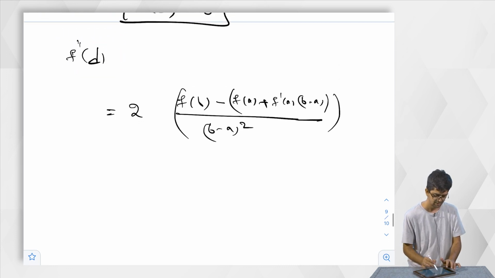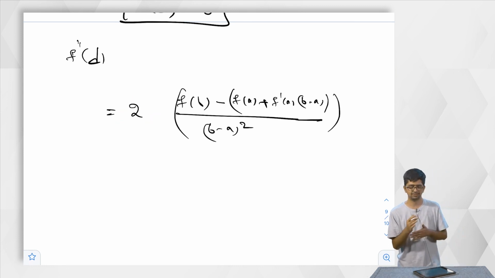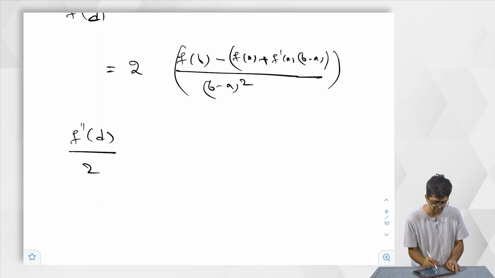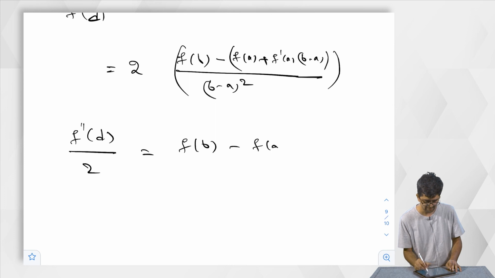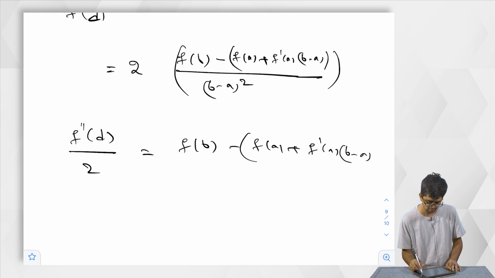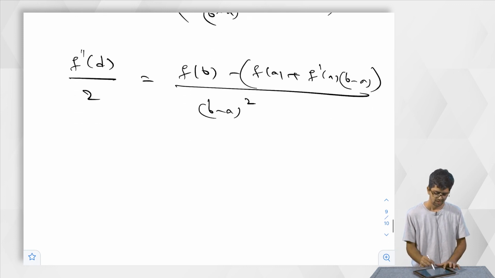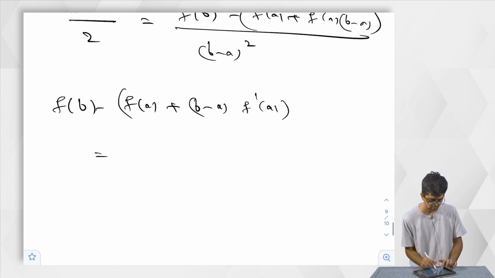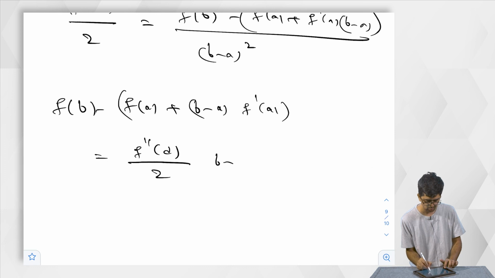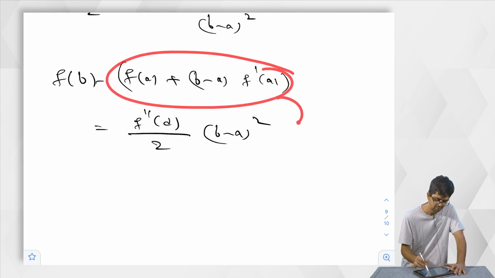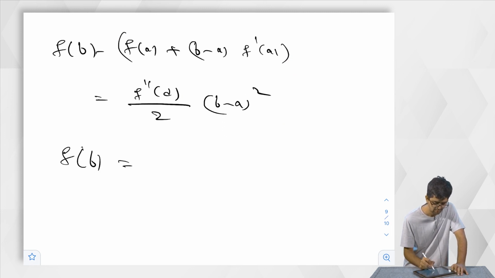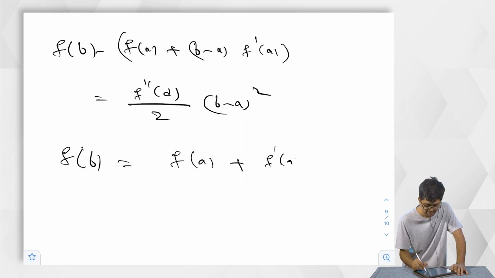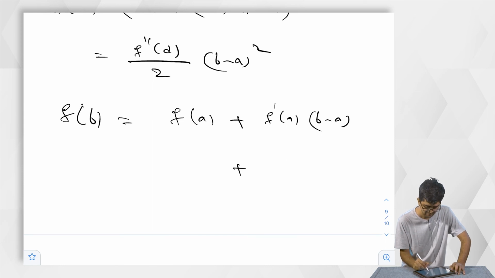Now let us push this to the left side. We are trying to write down fb in terms of something. So what we have is f double dash d by 2 is equal to fb minus fa plus f dash a times b minus a, this whole thing by b minus a square. So maybe I can push this here, and what I am left with is fb minus fa plus b minus a times f dash a is equal to f double dash d by 2 times b minus a square. Again I will push this whole thing to the right side. What I have is fb is equal to f of a plus f dash a times b minus a plus f double dash d by 2 times b minus a square.